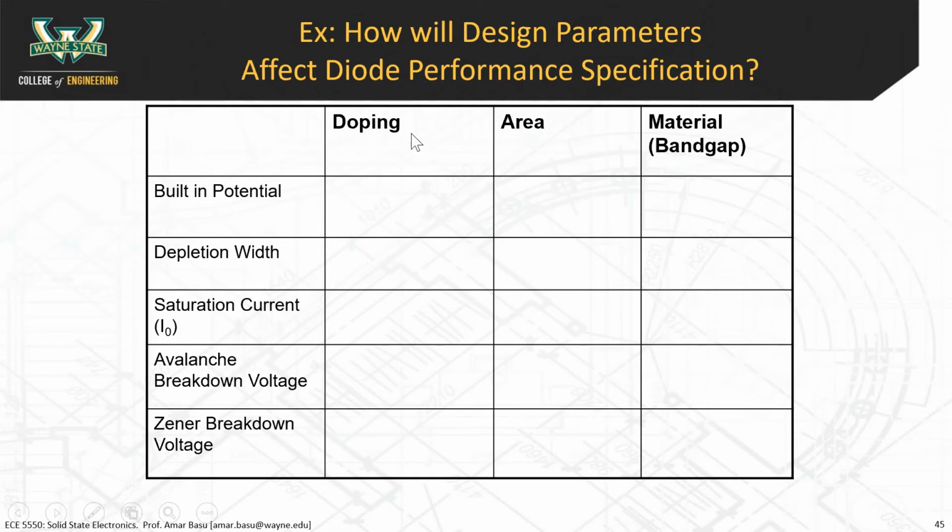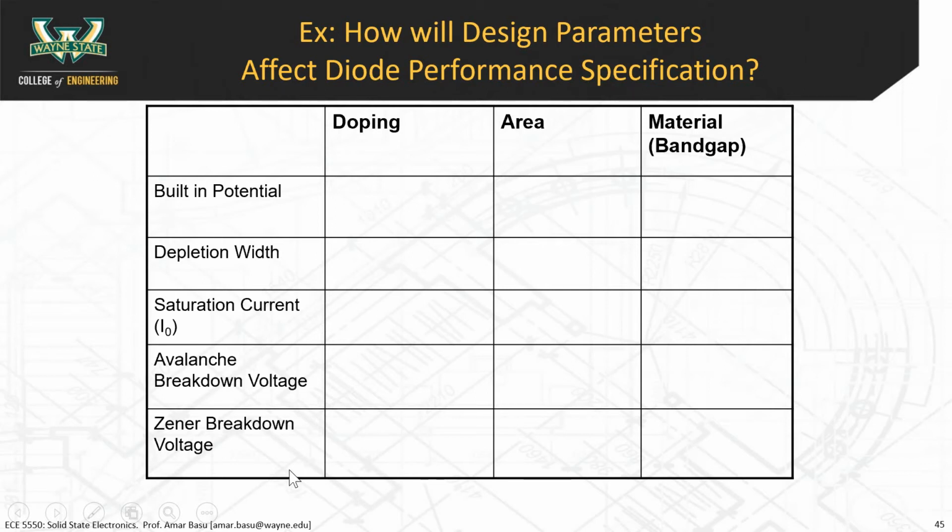These are the things that the engineer has control over. The doping level, the NA and ND, the doping level on the P and the N sides. Then you can also control the area of the diode. How big is the diode? And then the material of the diode determines the band gap of the diode. So the choice of these three things is going to determine all the performance parameters like the built-in potential, the depletion width, the saturation current, and so forth.